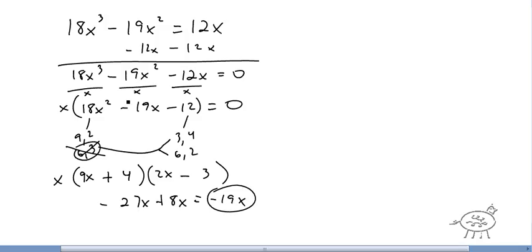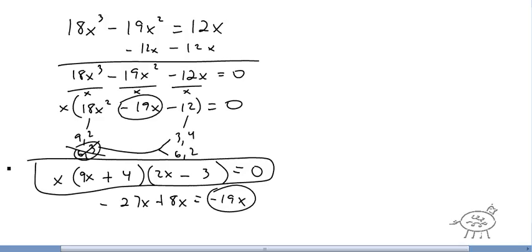Hey, look at that. Right on the money. Okay, and so that's our answer. Well, of course, that's it factored. And then we said each one of those equals 0. So x equals 0, 9x plus 4 equals 0, and 2x minus 3 equals 0.